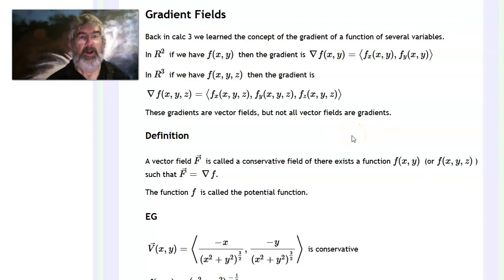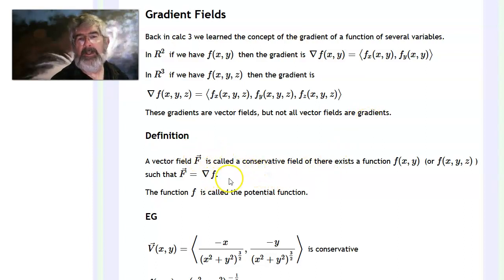Okay, so the gradient of a function of several variables is a vector field, but not all vector fields are necessarily gradients of some function. And we will look at which ones are and which ones aren't over the next couple of sections of the book here.